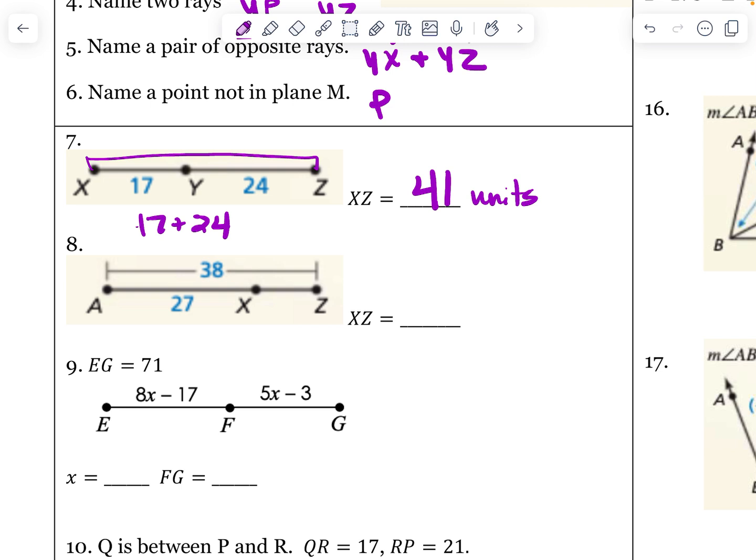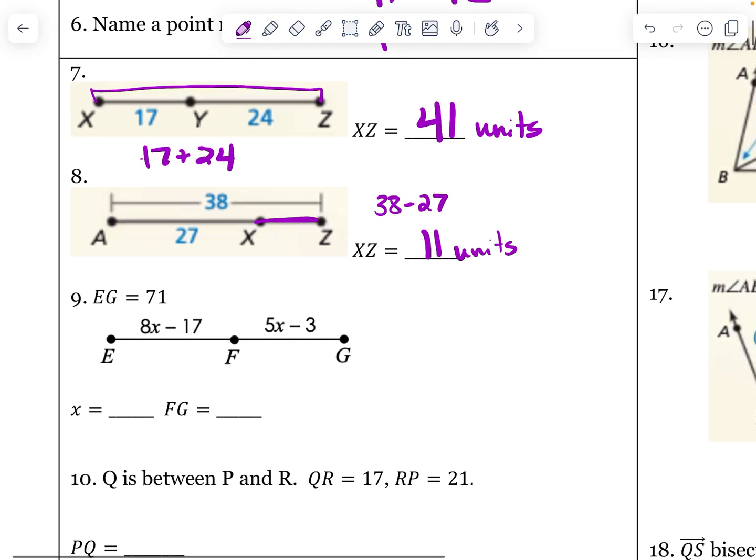All right, then I want to find XZ, so it knows the whole thing, so I can subtract to find the part. 38 minus 27. 38 minus 27 is 11 units. I'm just using units because I don't know what they are.